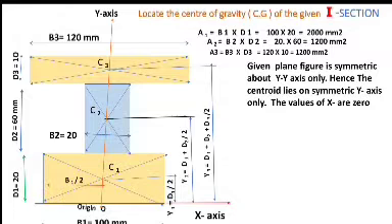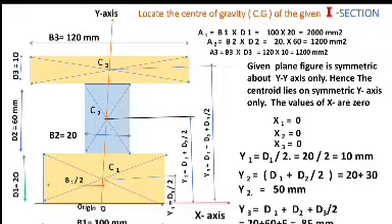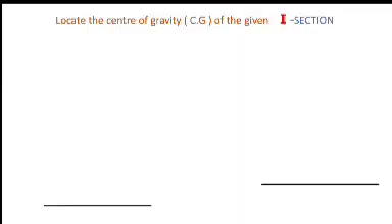The given plane figure is symmetric about the y-axis, hence the centroid lies on the symmetric y-axis only. The values of x1, x2, x3 are 0. So y1 equal to d1 by 2, y2 equal to d1 plus d2 by 2, y3 equal to d1 plus d2 plus d3 by 2. These are the final answers. All these values are written in tabular form to find the values of xc and yc.